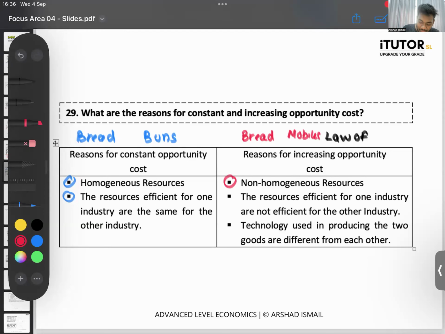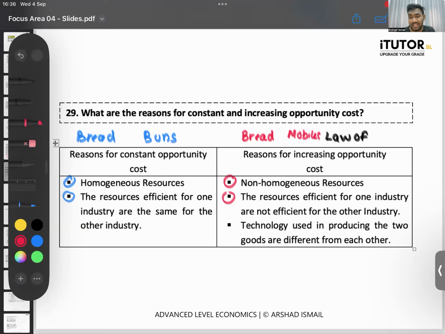Another reason is that the resources efficient in one industry might not be efficient in the other. If you take a guy who is baking bread and put him in the mobile phone industry, he doesn't know what to do. He's not efficient in that. Maybe if you take a very highly skilled software engineer who is developing apps for mobile phones and put him in a bakery, he doesn't know what to do. So resources efficient in one industry are not efficient in the other.